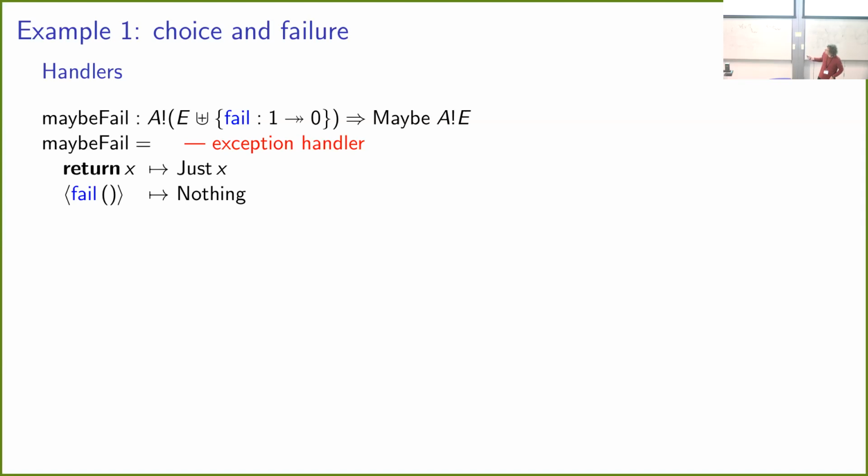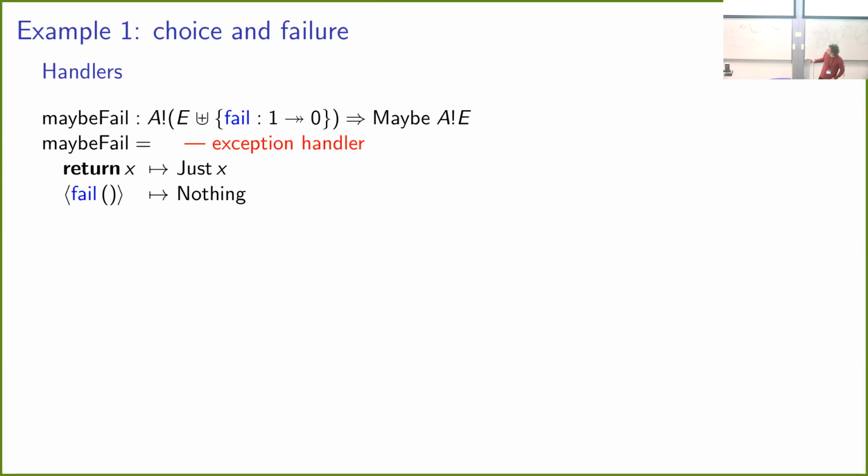Yeah, now I'm writing another kind of arrow here to indicate this is the type of a handler. It takes a computation and it gives you back another computation. So it's taking a computation that may fail, that returns an A, and we're going to interpret that as a maybe type, an optional type that either has a value or nothing. But this fail effect has now disappeared. And this is essentially an exception handler with funny syntax.